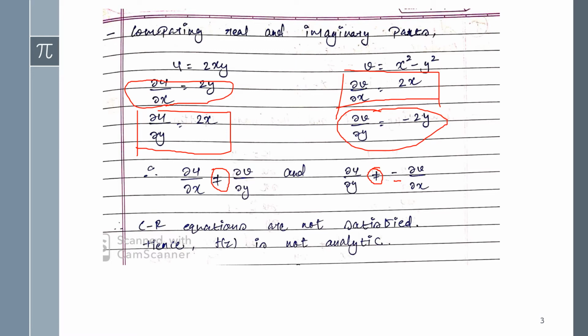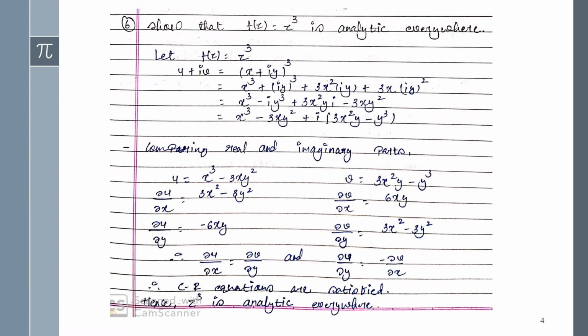So now the next example. Here it's given: show that f of z equals z cube is analytic everywhere. So let f of z equals z cube. Again you can check, there is no denominator given, so definitely we will apply the CR equations.